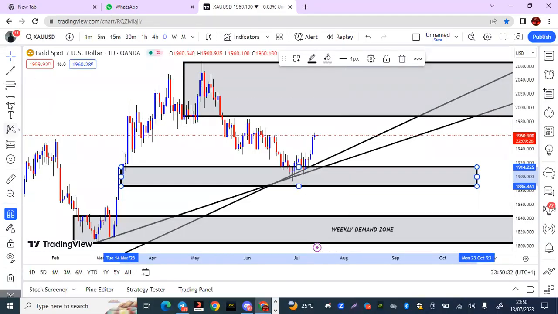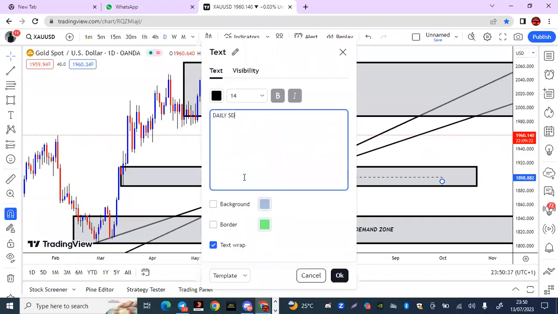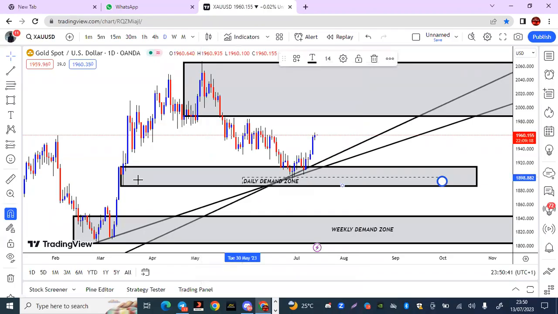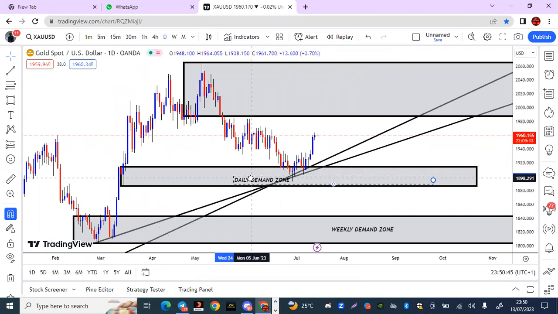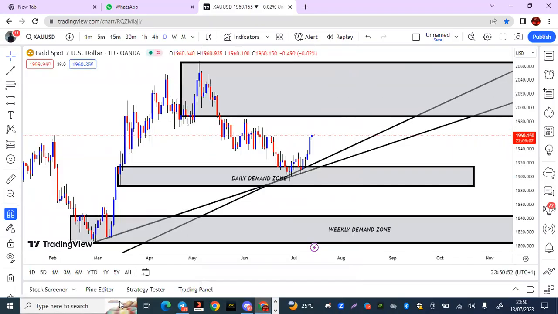So this is, call this our daily demand zone. All right, it's actually a continuation pattern, but it's also a daily demand. Okay. So this is daily demand. You can see price came back and retested it because it's a strong zone.